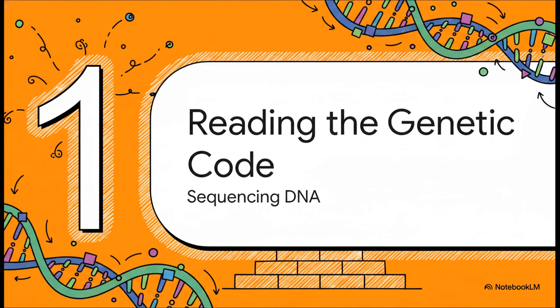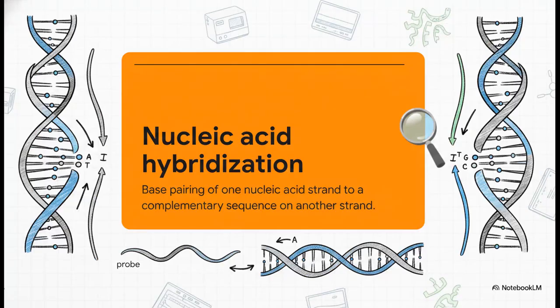All right, let's kick things off with Section 1, reading the genetic code. Because before we can even think about editing the code, we really have to understand how to unravel and read those specific base pairs. Okay, let's dive into nucleic acid hybridization. This concept is literally the master key that unlocks almost all of our DNA technologies. And the cool part, it relies on a beautifully simple physical property, complementary hydrogen bonding.